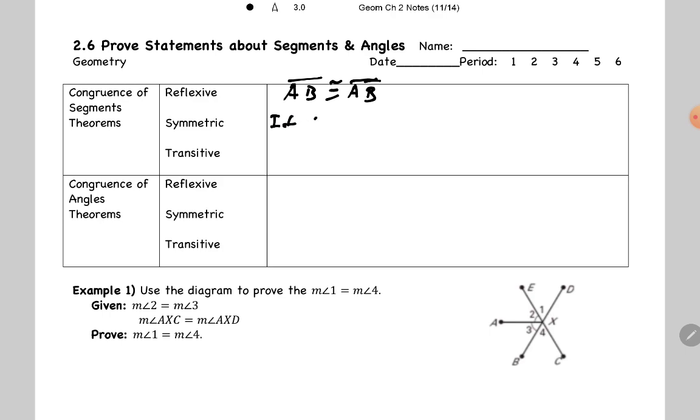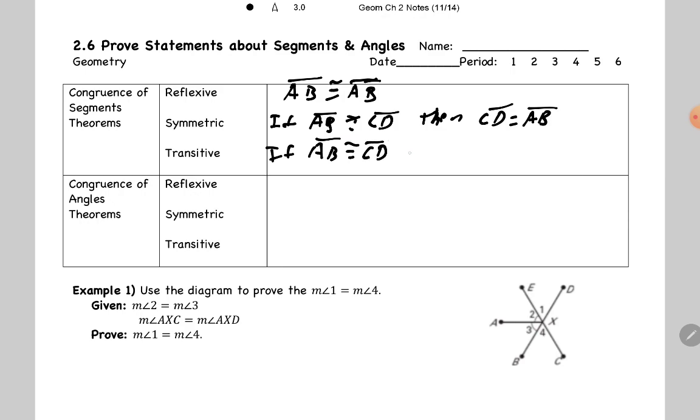Symmetric says if AB is congruent to CD, then we can reverse them: CD is congruent to AB. And then the transitive property: if AB is congruent to CD, and CD is congruent to EF, then we can go straight ahead and say AB is congruent to EF.